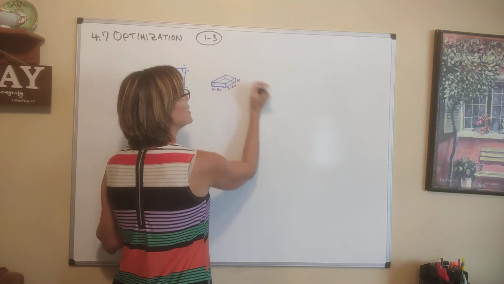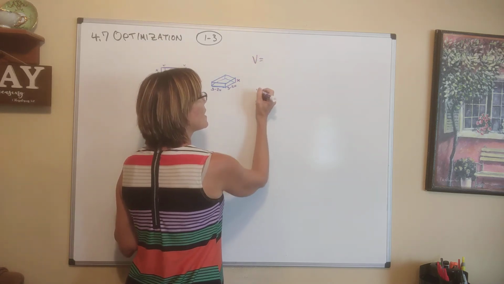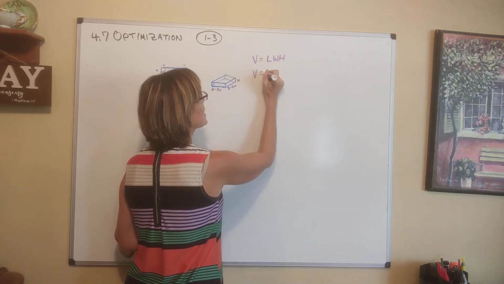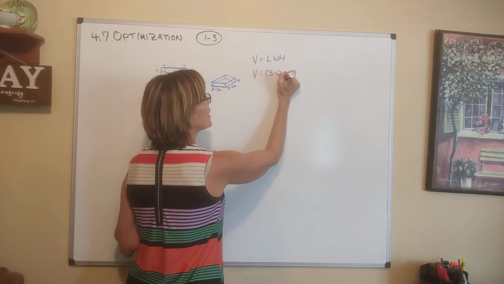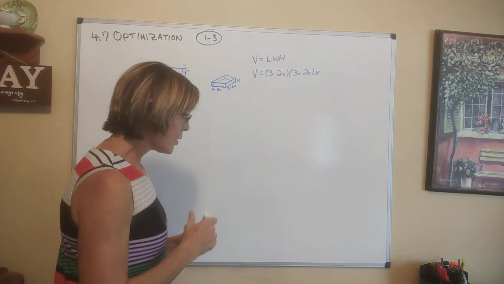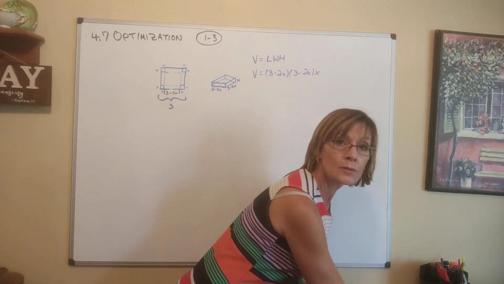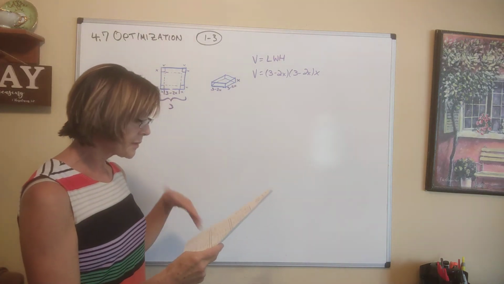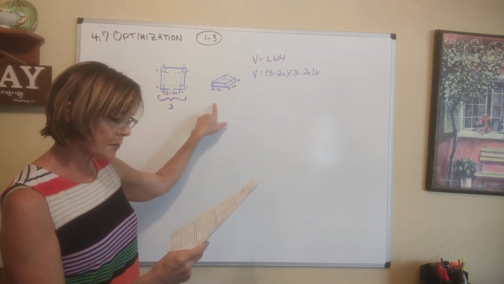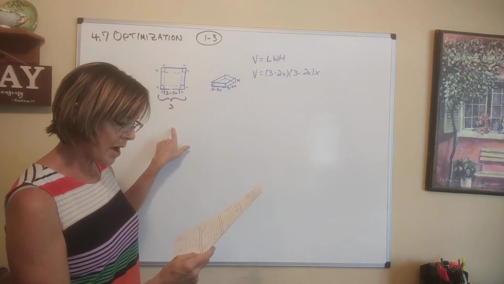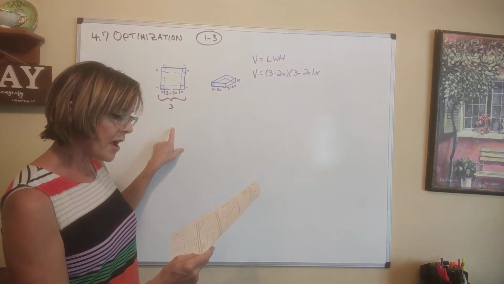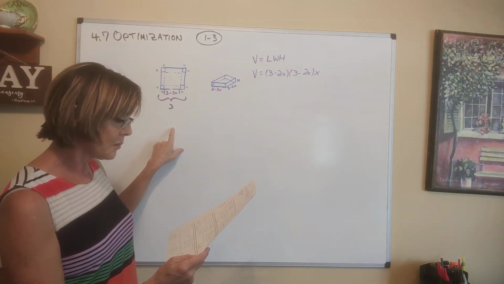So this is x. The volume of any rectangular box is length times width times height. So the volume of this is going to be (3 minus 2x) times (3 minus 2x) times x. Let me read the problem again so we can get an idea of what's happening. It says a box with an open top, this, is to be constructed from a square piece of cardboard, this, 3 feet wide, by cutting out a square from each of the 4 corners and bending up the sides. Find the largest volume that such a box can have.